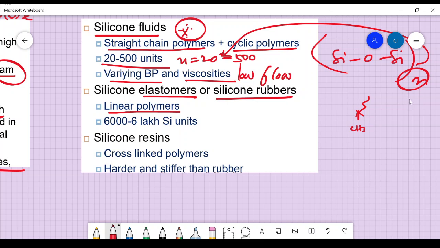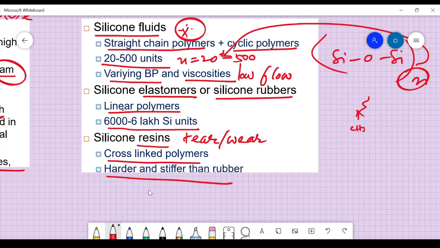But in some cases, the straight chain is substituted by some R groups, which gives rise to nonlinear polymers and also the cyclic polymers. So both are almost the same, but here they should have a linear property. That contains about 6,000 to 6 lakh silicon units. So more units per polymer. And then you have resins, which withstand tear and wear. So very stable. That is called cross-linked polymers, and they are harder and stiffer than rubber.